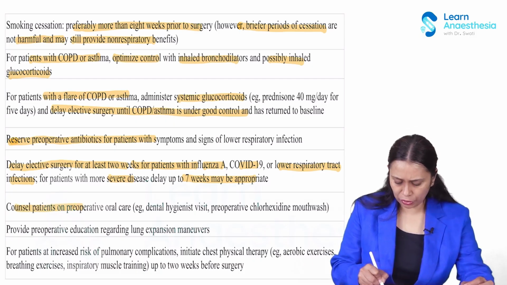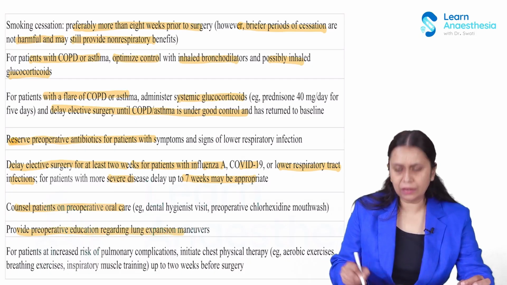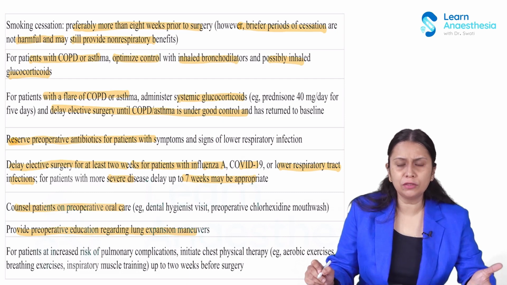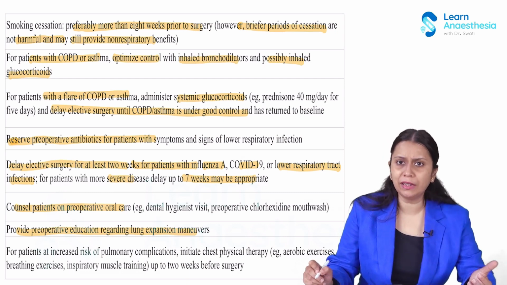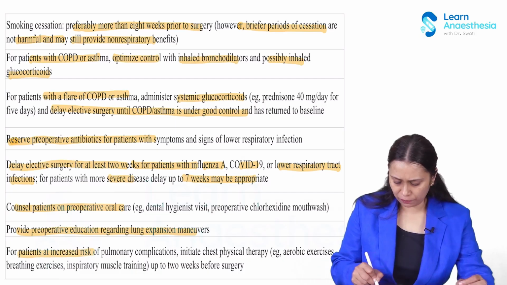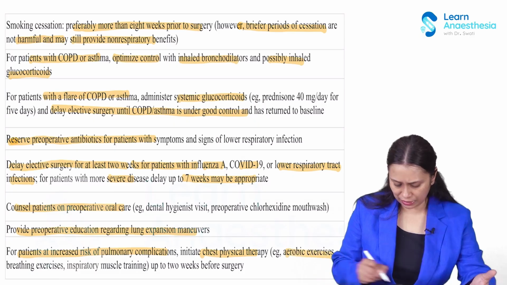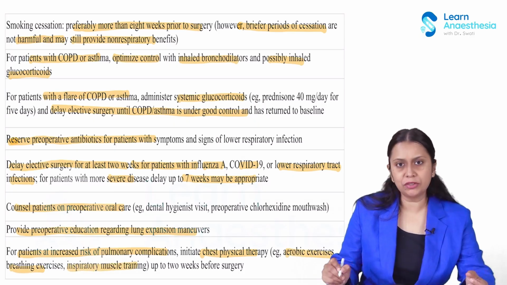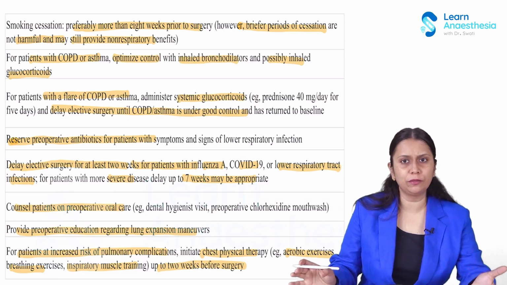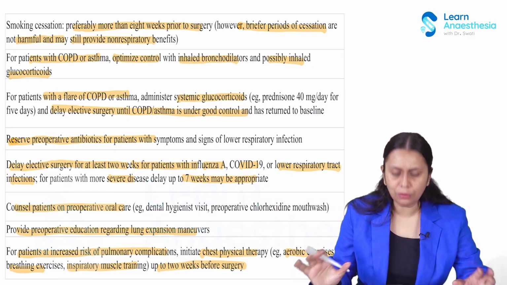Counsel the patient on preoperative oral care. Provide preoperative education regarding lung expansion maneuvers. Patients should be taught all the lung expansion maneuvers, which they will practice in the post-op period as well, and the pre-op period is the best time to teach them. And for patients with increased risk of pulmonary complications, initiate chest physiotherapy like aerobic exercise, breathing exercise, and inspiratory muscle training up to 2 weeks before surgery for the optimum benefit. So these are all the pre-op strategies that we have to practice.